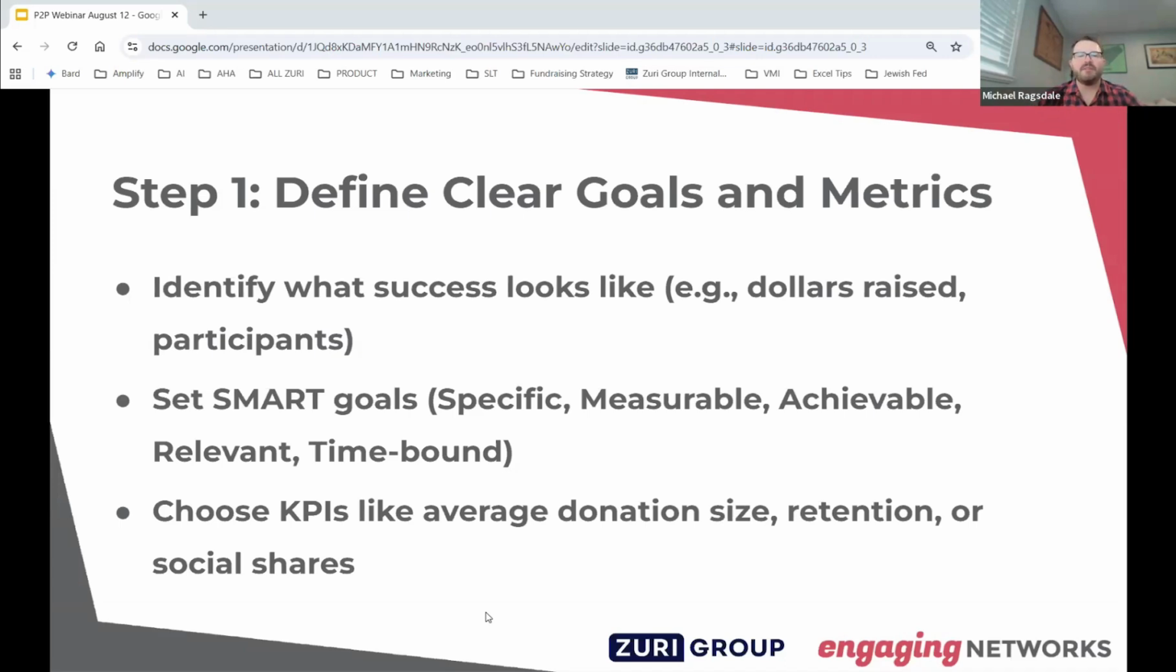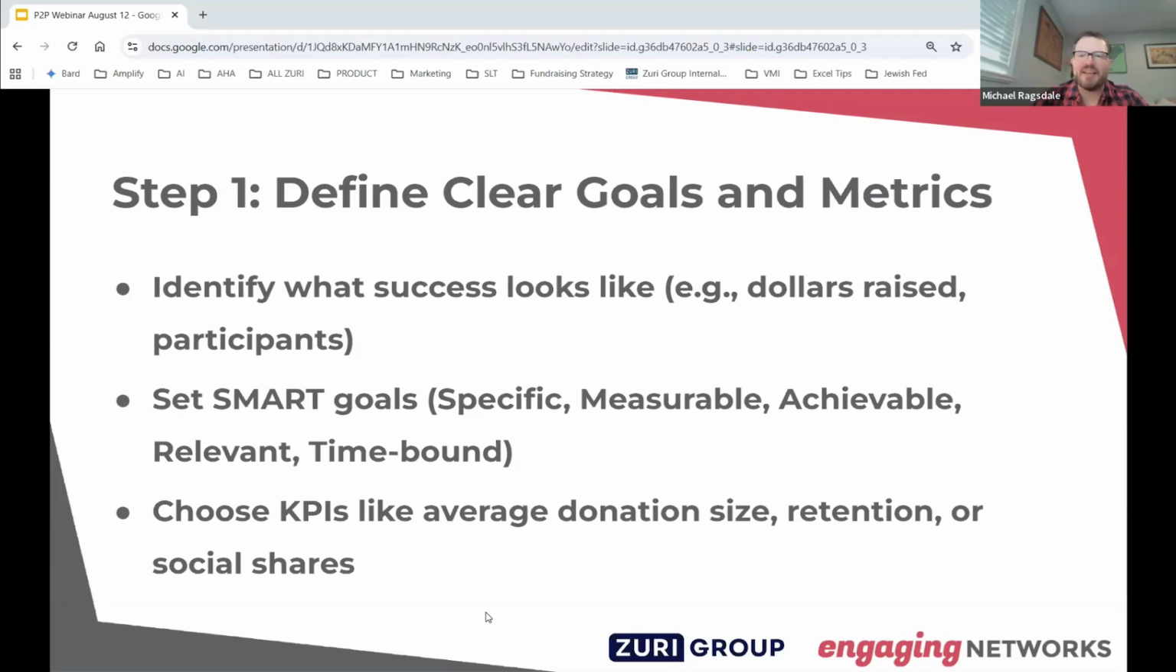So going into the year, we would establish our SMART goals. One example would be, our goal is to recruit 1,000 participants who raise an average of $800 from an average of 6 donors by the end of March. That's our high level goal going into the planning for this event.